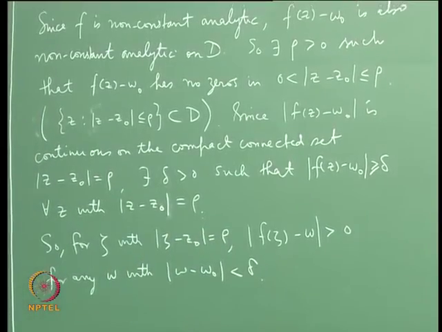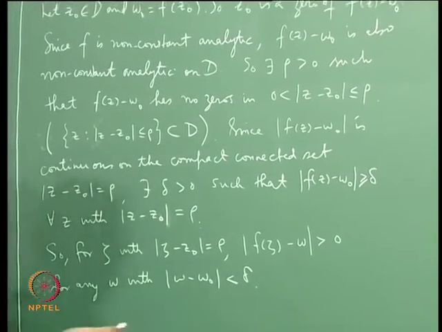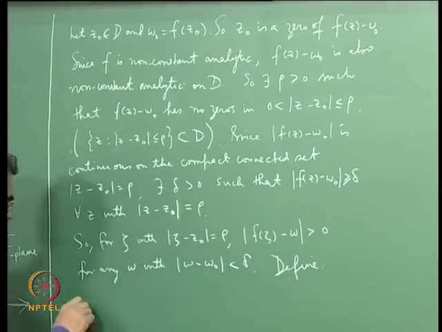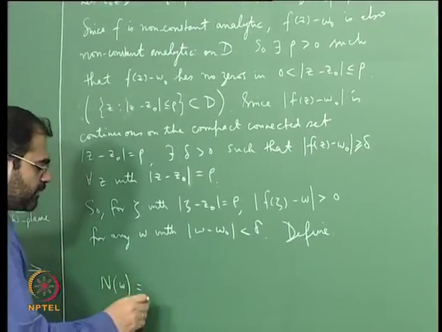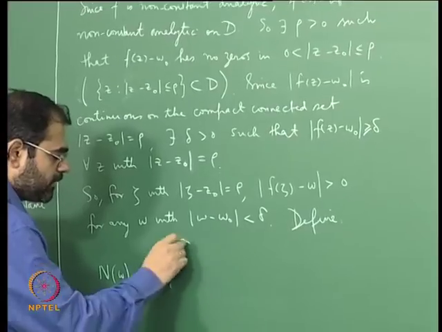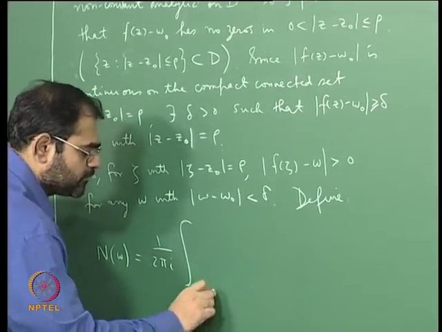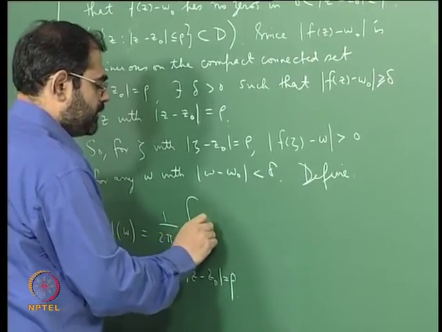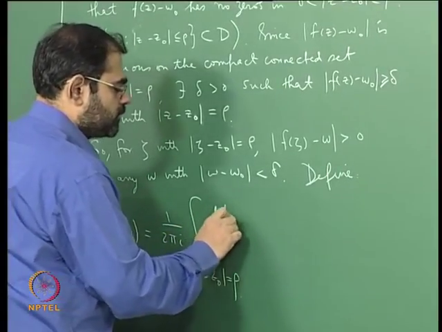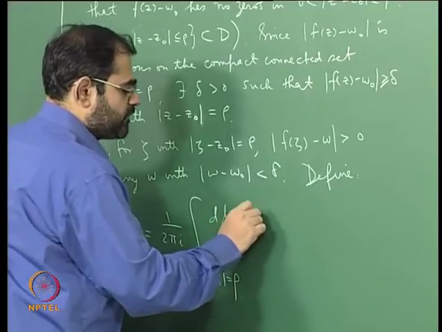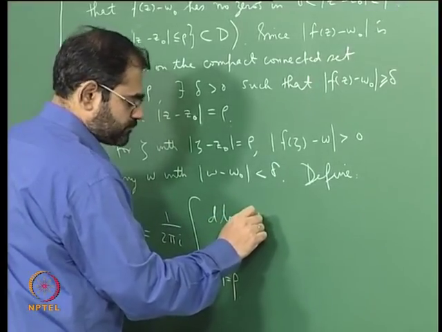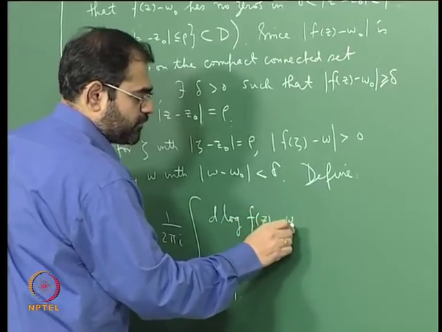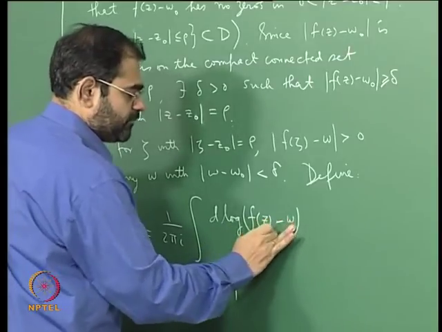this is a very simple observation, but why this is so important is because you can define the following thing. Define n(w) to be 1 by 2πi integral over |z − z₀| equal to ρ of d log (f(z) − w).